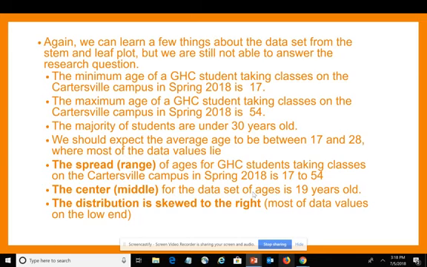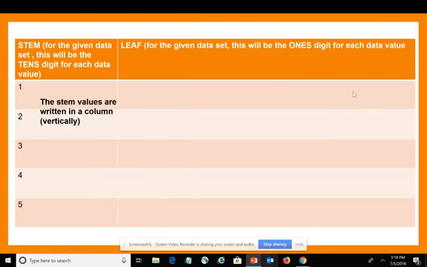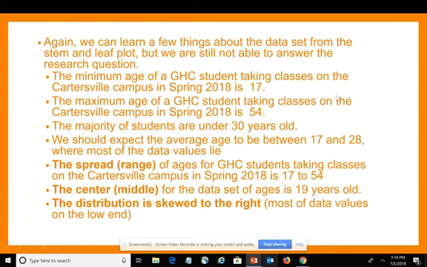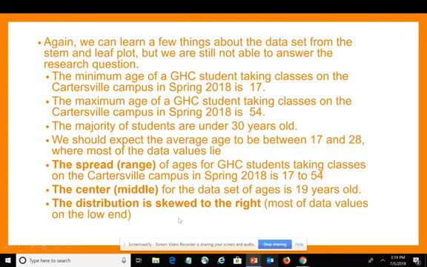The center or the middle of the data set is 19. You may say, well, how'd you get that? Well, I know there are 50 values, so if I find the 25th value in the data set, that would be the middle, and that happens to be 19. I can also see, again, if I go back and look, that most of the data is on the low end. When most of the data is on the low end and then it tapers off, that's going to be skewed to the right.